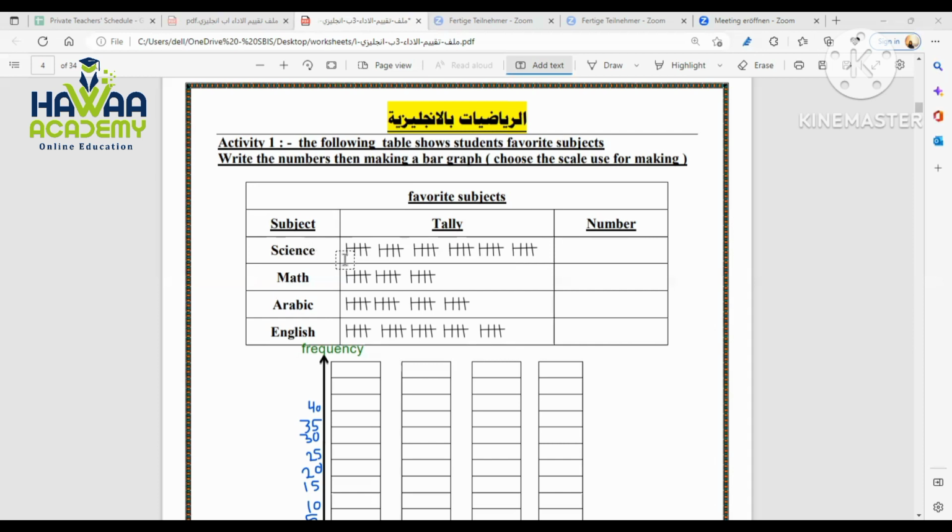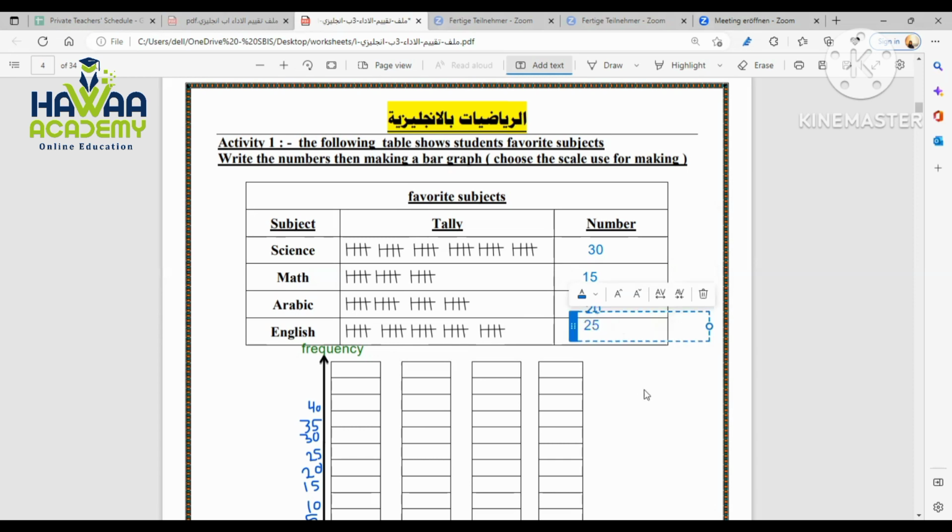So in science, we have how many tallies? Let's count. There's 5, 10, 15, 20, 25, 30. So we have here 30. And then let's see math. We have 5, 10, 15. So it's just 15 here. What about Arabic? So I have 5, 10, 15, 20. It's just 20. And then for English, let's count. Here is 5, 10, 15, 20, 25.